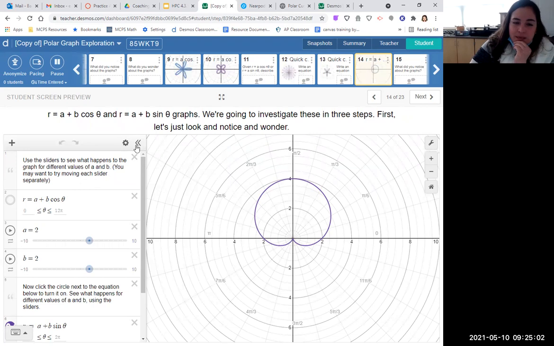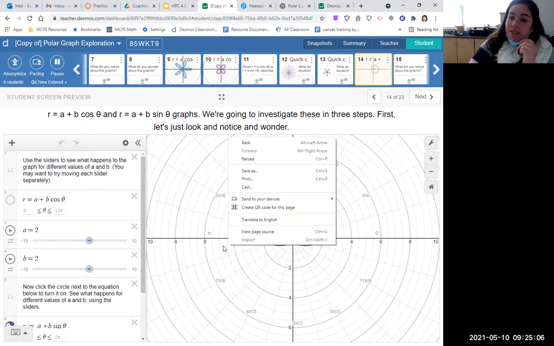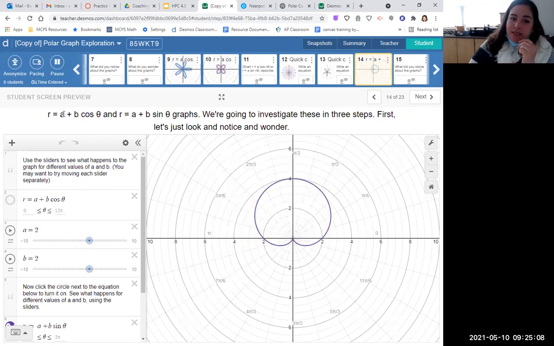So we've done circles and we've done roses. This next piece is 2 kind of new shapes, and I think that's all we're going to do, these 2 new shapes. So now we're going to forget about N for a little bit and do these types of graphs: R equals A plus B cosine theta and R equals A plus B sine theta. And we're going to investigate them in steps.